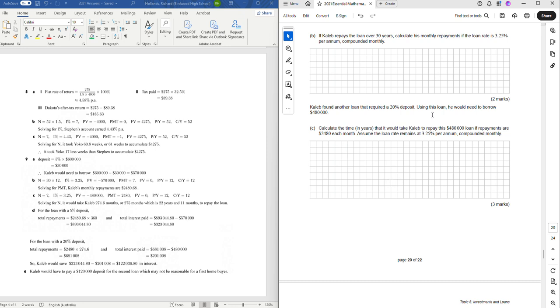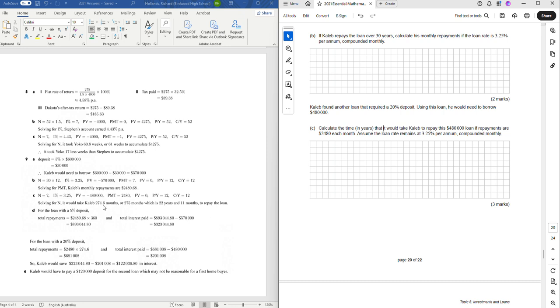Caleb found another loan that required a 20% deposit. Using this loan, he would need to borrow $480,000. Calculate the time in years that it would take Caleb to repay this $480,000 loan if the repayments are $2,480 each month. Assume the loan remains the same at 3.25% per annum, compounded monthly. All right, we're finding N, punching all our data in as we know it. Solving for N, it would take Caleb 274.6 months, or 275 months, which is 22 years and 11 months to repay the loan.